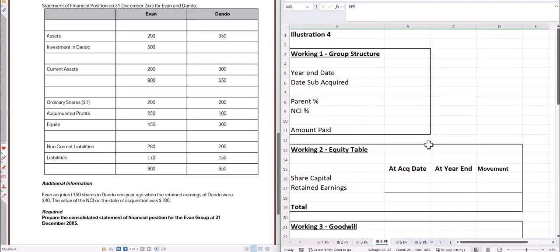Now, feel free to pause the video now and have a go. Just do your best, see how much of that you can get, and then I'll work through it bit by bit with you, and we'll see where you went right and where you went wrong. But do pause the video now and have a go.